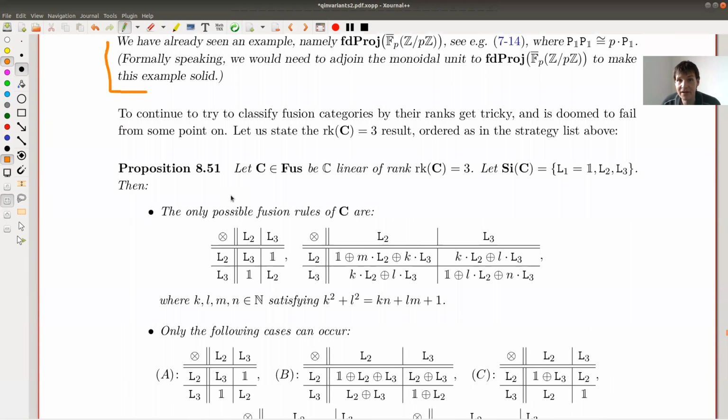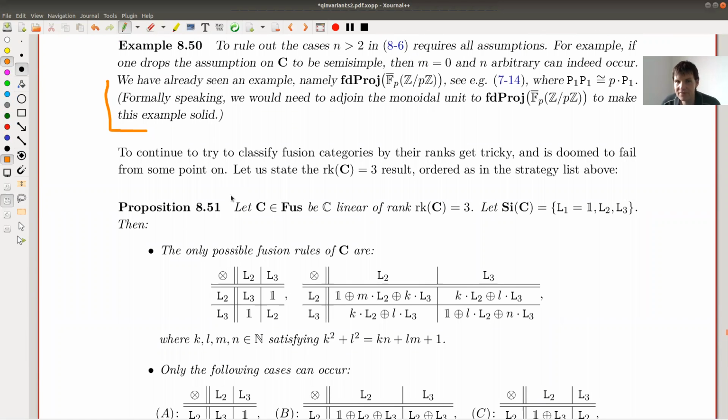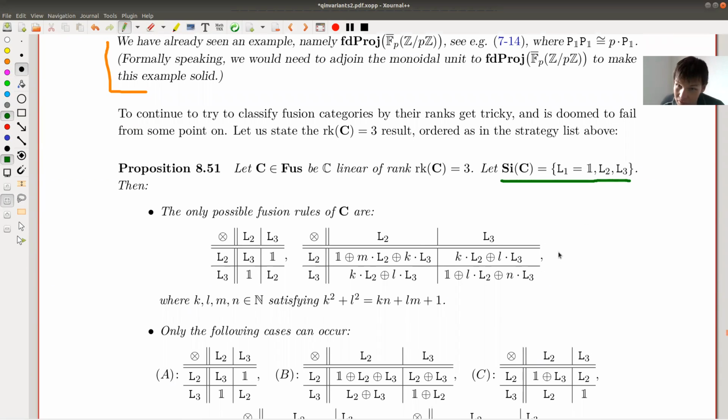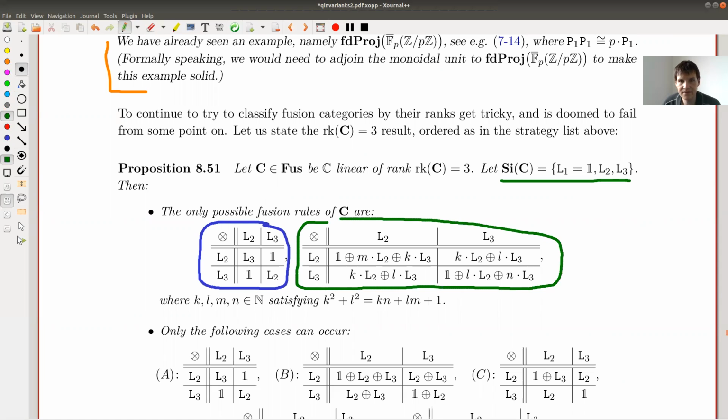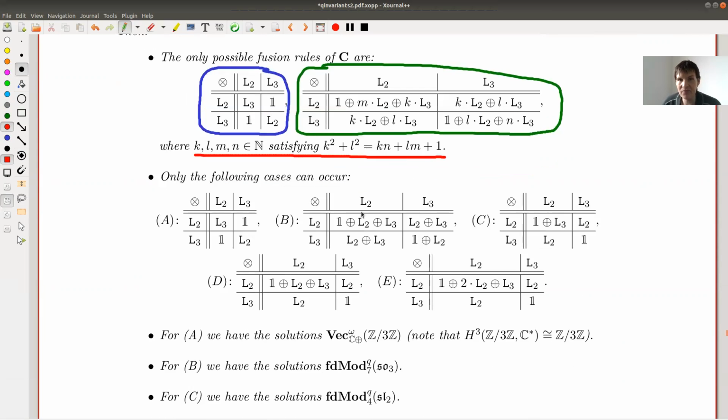So the next case would be rank 3. Rank 3 means you have 3 simple objects, 1, 2, 3, and here's the classification. And it's long. So the only possible fusion rules are those. You have 2 possible fusion rules. But the second table actually depends on parameters, and from those parameters, only the following cases occur.